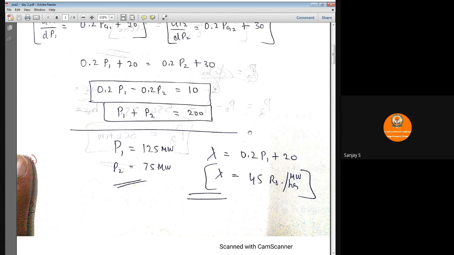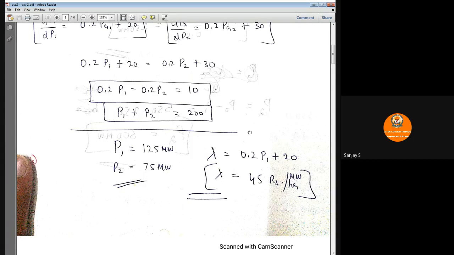So 0.2 P1 minus 0.2 P2 is equal to 10. Then we have the power balance equation. Power balance equation is always total power generated is equal to total power drawn. In this case, losses are not there. So totally 2 plants are there in this problem. So P1 plus P2 is equal to total power demand. In this problem, they've given 200 megawatts as the demand. So P1 plus P2 is equal to 200 is the second equation.